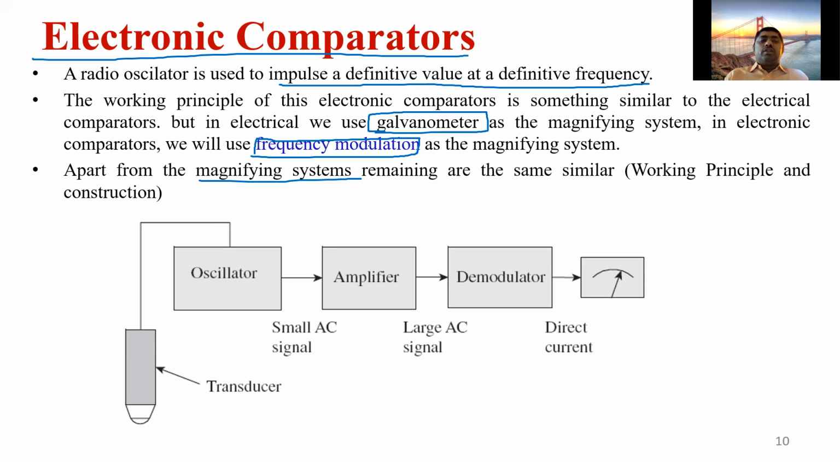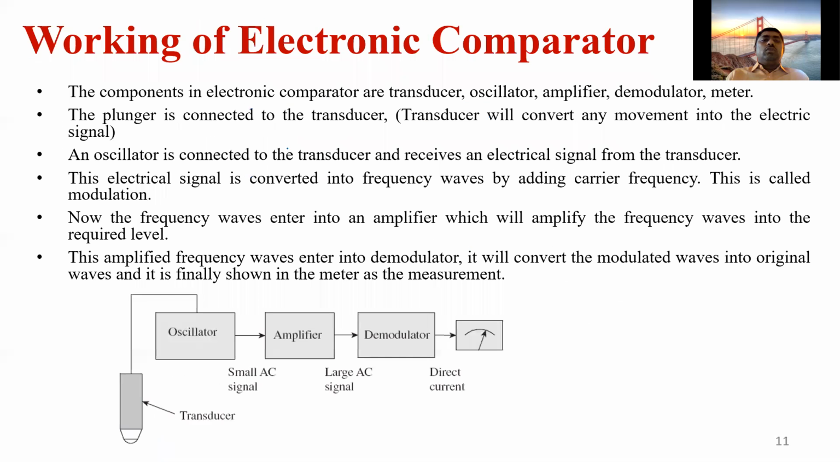Apart from the magnifying system, the remaining working principle and the construction are similar to the electrical comparators. This electronic comparator consists of a transducer which is connected to the plunger. The transducer is connected to the oscillator, and then we have the amplifier, the demodulator, and the meter. Now the working of the electronic comparator. The components we have seen are the transducer, oscillator, amplifier, demodulator, and the meter.